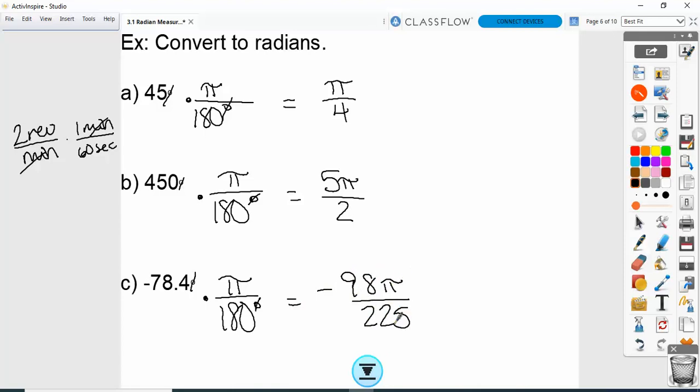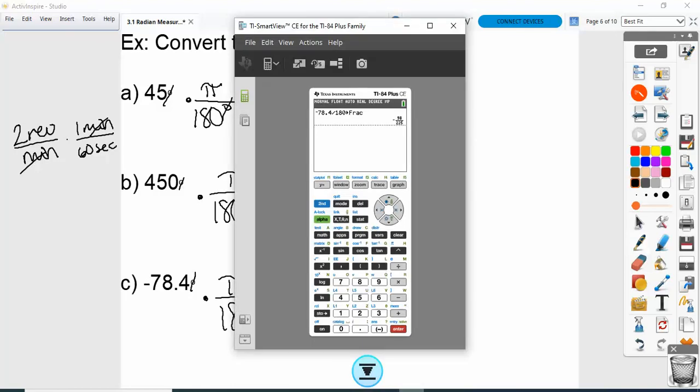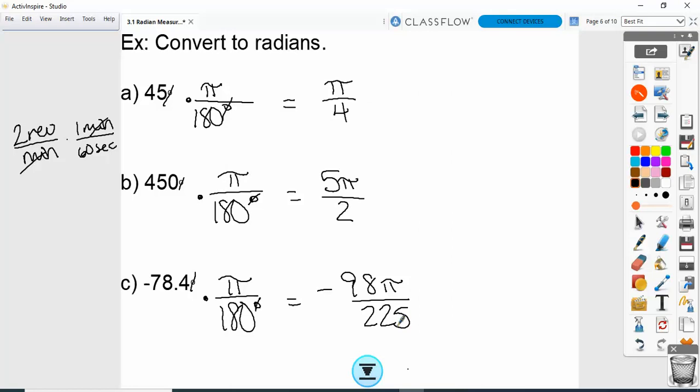If you wanted a decimal, or if I asked for one, all you have to do is multiply out the pi as well. And you don't use 3.14, use the pi button on the calculator if you're doing that. So I could also say this is about negative 1.3683. That's also correct. Are we okay on those conversions? Let's go the other way.